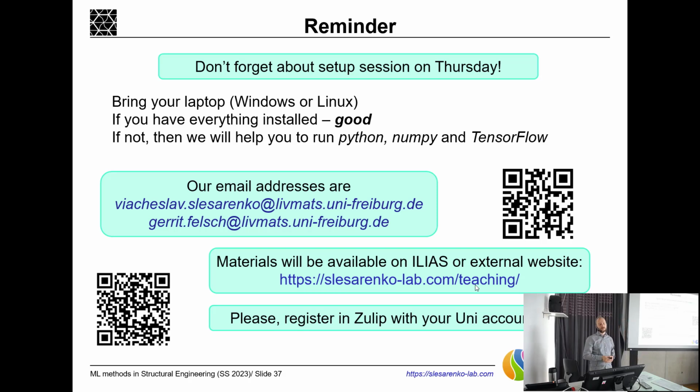We will see, depending on how well it goes, and we will adjust our schedule. So our email addresses are here. You can either take a photo of them, or you will have this presentation in Ilias. This is a QR code for Ilias. Also my website, the website of the laboratory, is here. Feel free to go and check it out. And please register in Zulip with your Uni account. You will have the link in Ilias and on my group website. If you have any problems registering in Zulip, ask us, we will help.